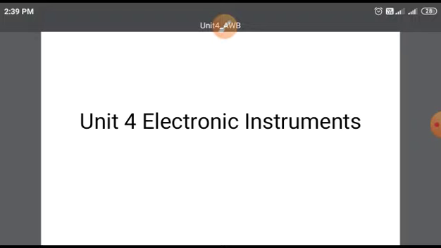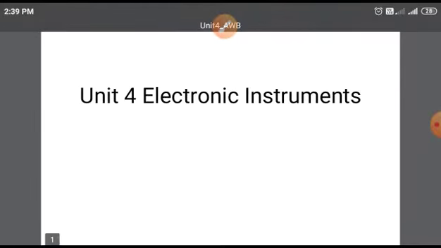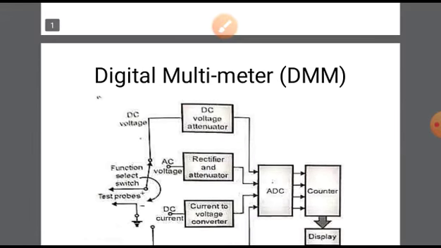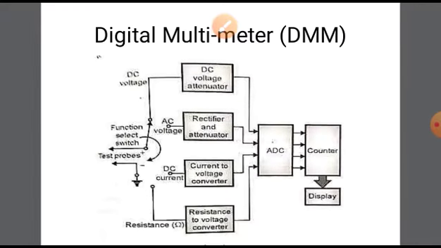The topics included in unit number 4 are DMM, function generator, CRO, DSO, power scope, and the auto transformer. So let's start. The first topic of unit number 4 is DMM.